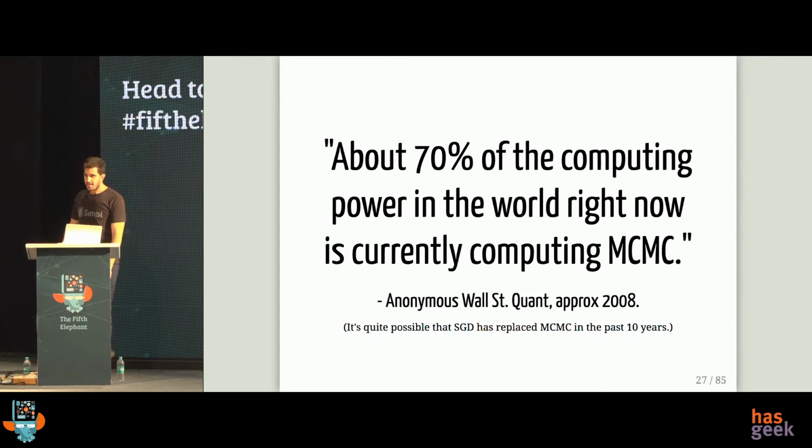This is because, even though it's slow, it's a brutal workhorse that will get you the answer. And if you're trading bonds, you really have enough money to throw at MCMC if it gets you the right result and lets you make a correct trade. Nowadays, it might be SGD, given that deep learning is now a big thing.